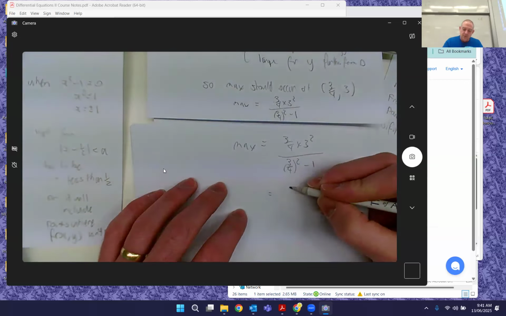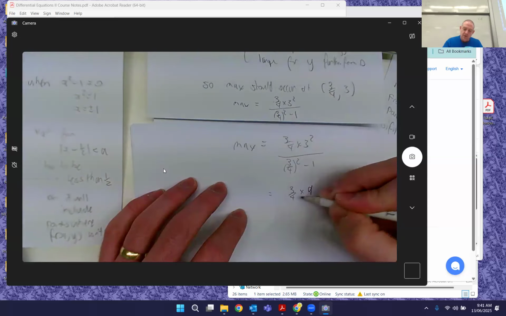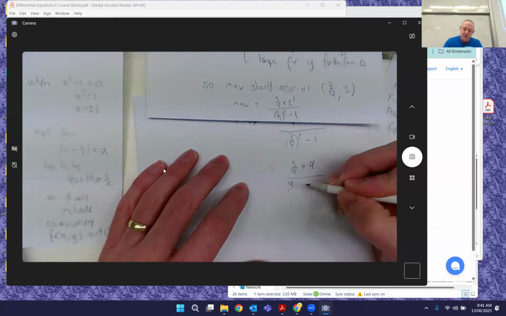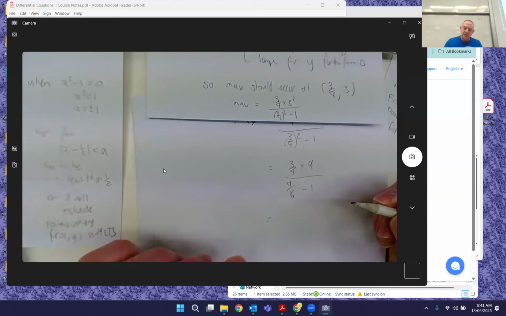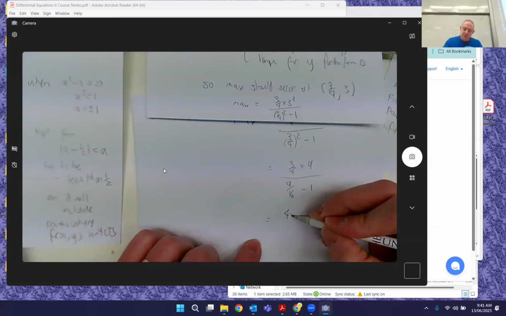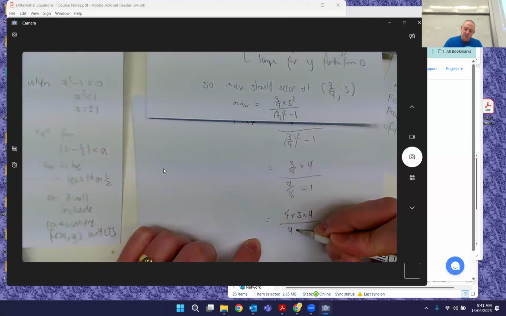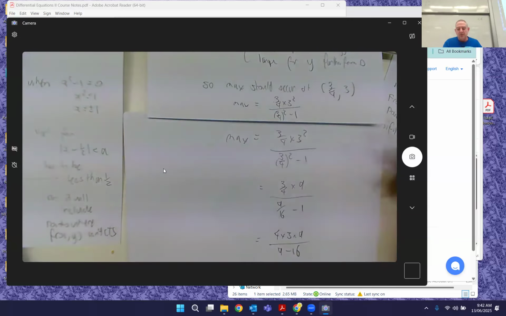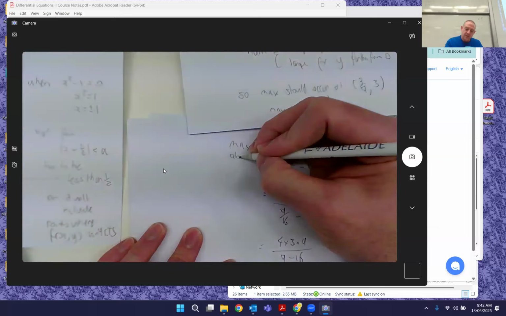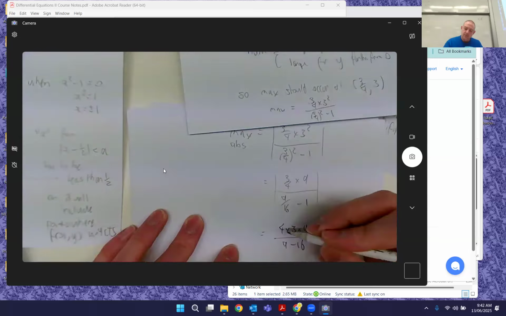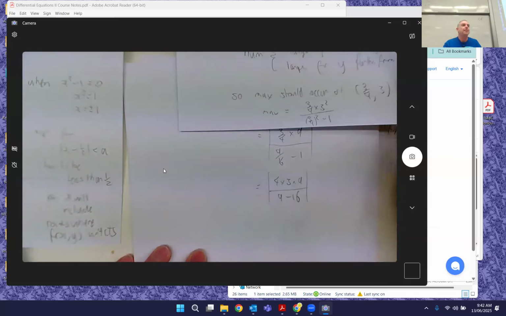Okay, well, I've got 3/4 times 9 over 9/16 minus 1. And if I multiply top and bottom by 16, that'll give me 4 times 3 times 9 over 9 minus 16. Why is that a negative number, David? Ah, that's all right. We'll just do the maximum absolute value. Cool.